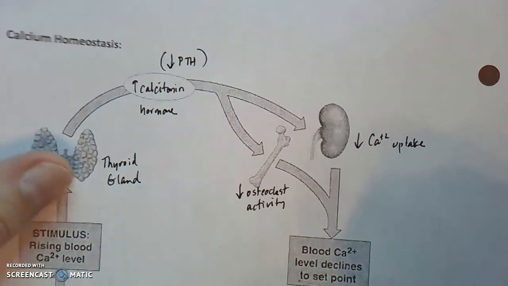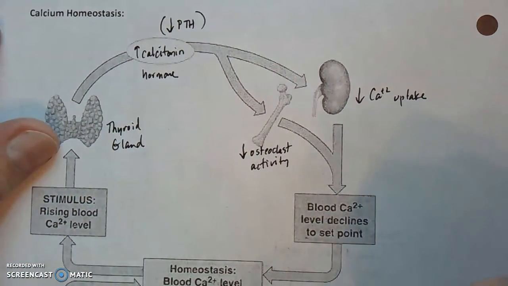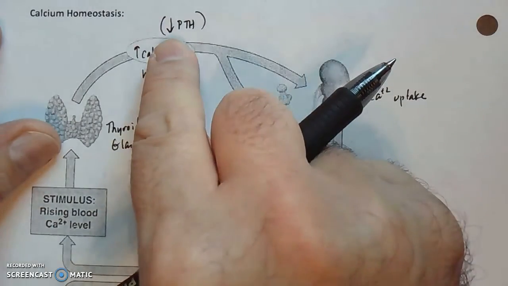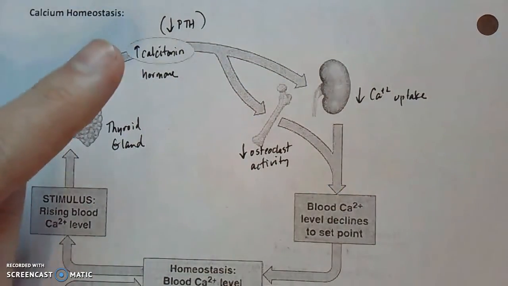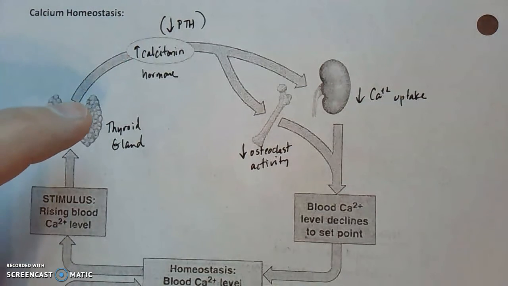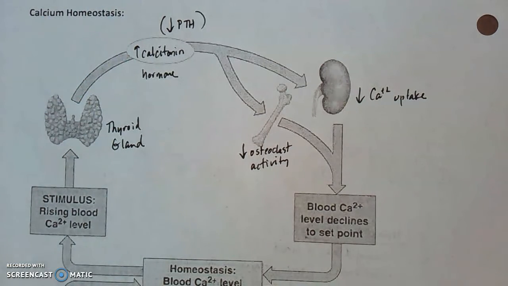So parathyroid hormone increases calcium in the blood. Calcitonin reverses that. So we end up with an interplay of these two hormones being secreted by different glands that helps us maintain a certain level of calcium in the body.